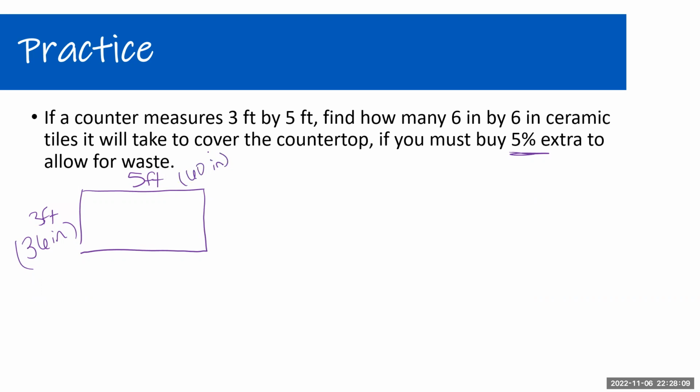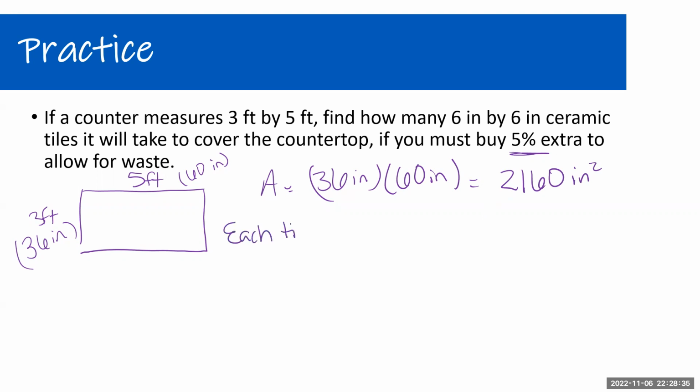So the area in square inches that we have here is going to be 36 inches times 60 inches, which is going to give us 2160 square inches. Okay. Now we know that each tile has an area of 6 inches by 6 inches, which is 36 square inches.